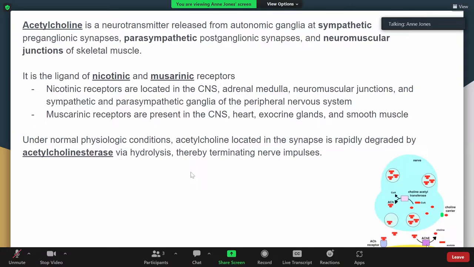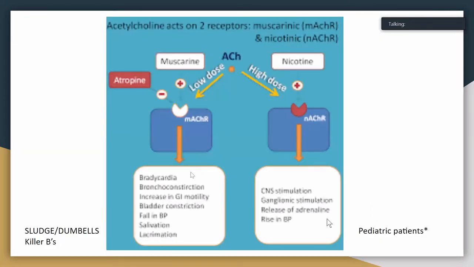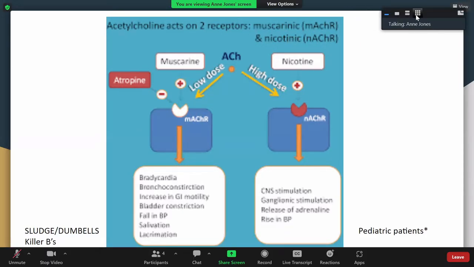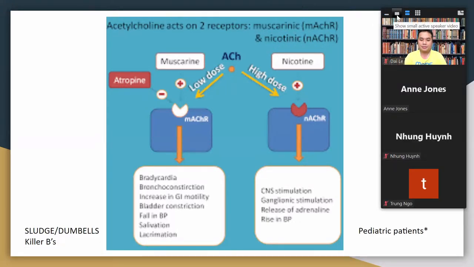So basically the enzyme acetylcholinesterase breaking down the acetylcholine. This is a picture showing that it acts on two different receptors, muscarinic and nicotinic, and which one it hits determines what symptoms it causes. So muscarinic, you can see on the left side of the screen, and that's where you get your classic SLUDGE symptoms, DUMBELS symptoms, and the killer Bs, which we'll touch on. And then the other side of the screen is our nicotinic symptoms.